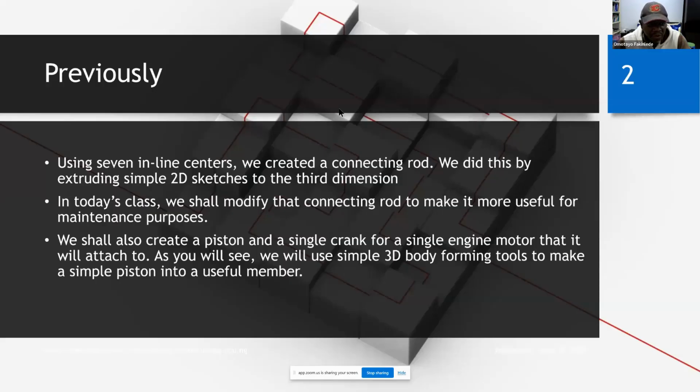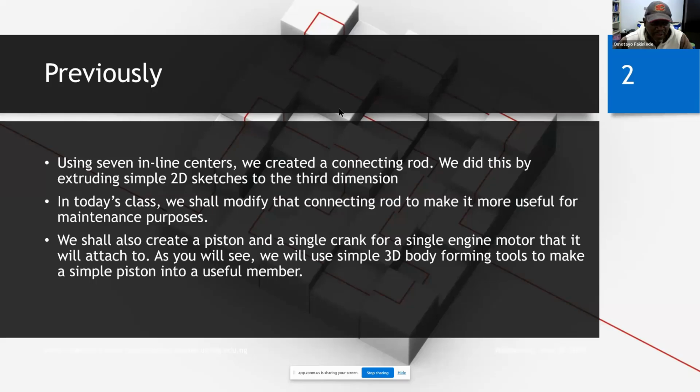Previously, we used 7 align centers and created a connecting rod. We did this by extruding simple 2D sketches to the third dimension. In today's class, we shall modify that connecting rod to make it more useful for maintenance purposes. The connecting rod we did the other time is good for drawing, but you will see that it is not a very useful component as it is. So we will do things to it to make it more useful.